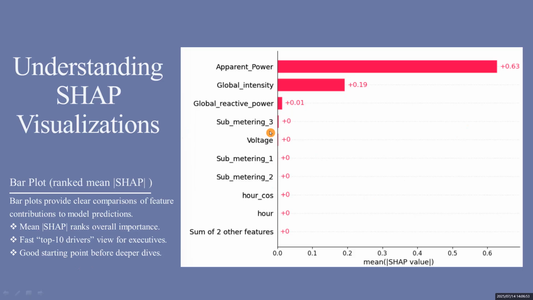So you can see that these three features contribute positively to the prediction, increasing it, while the others range at 0, 0, 0, 0, 0. It means their impact is not significant. The impact of other features such as submetering 3, voltage, submetering 1 and 2, hours, and others, is small, or they do not have any impact on the prediction.